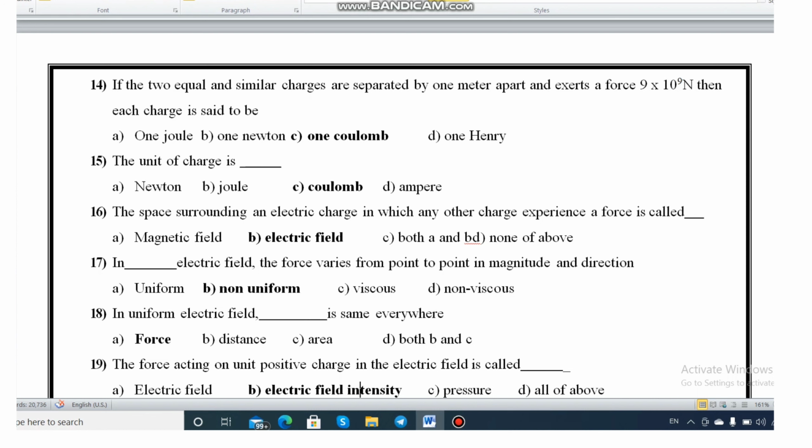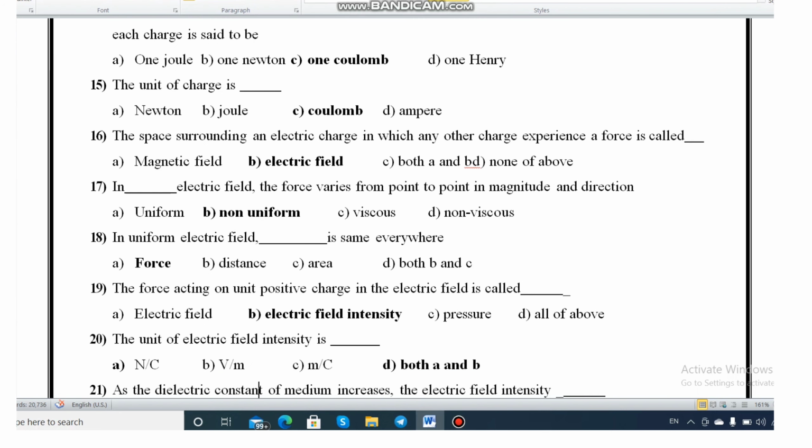The space surrounding an electric charge in which any other charge experiences a force is called an electric field. In a dash electric field, the force varies from point to point in magnitude and direction. In a non-uniform electric field, force varies. In a uniform electric field, force is the same everywhere. Then see the 19th question.